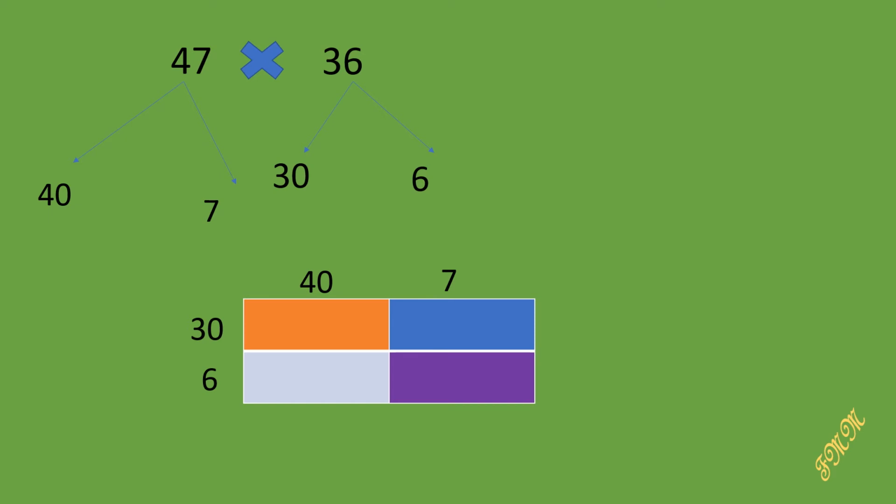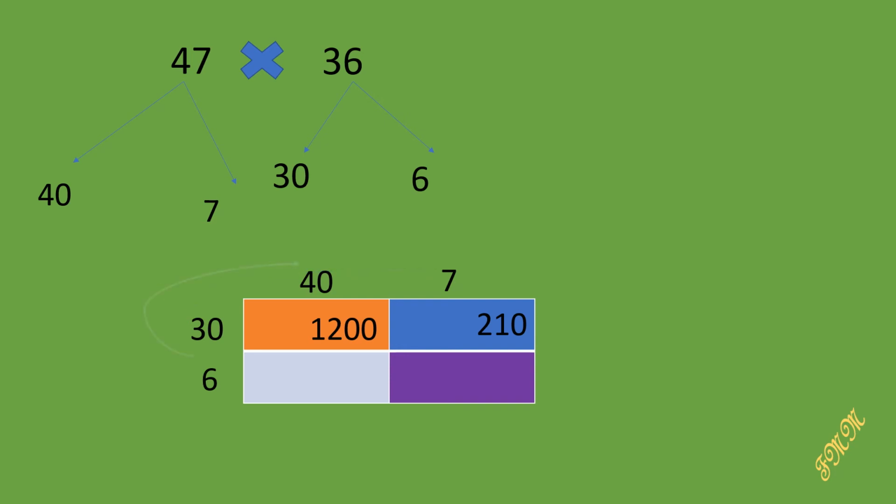Now I'm going to multiply the numbers on the row with the numbers on the column. For example, I'm going to multiply 30 with 40. Again, if you remember the trick I discussed a minute ago, 3 times 4 is 12, and then I've got 2 zeros, so altogether it's 1200. Now I'm going to multiply 30 with 7. Again, 3 and 7 is 21, and I've got 1 zero, so 210.